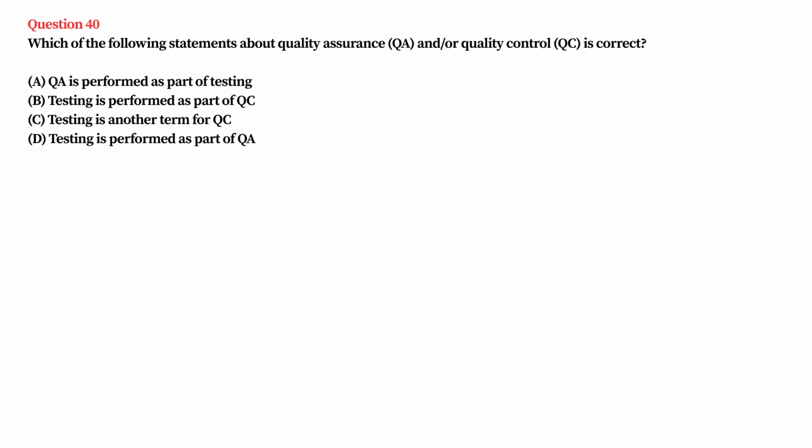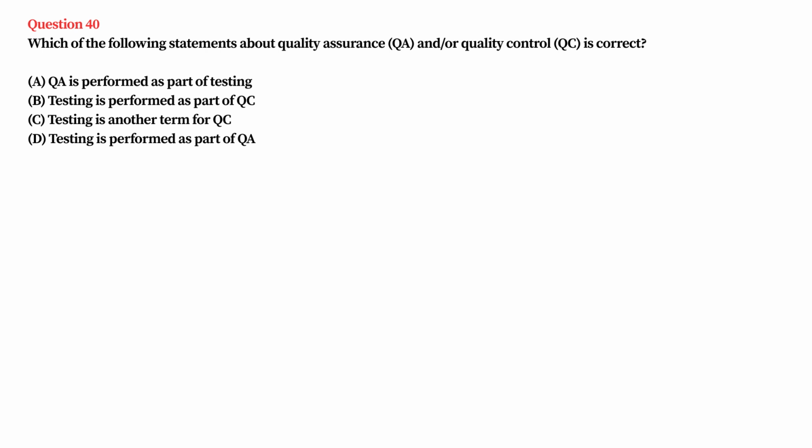Answer A is not correct. The statement QA is performed as part of testing is incorrect because QA concentrates on process improvement and implementation, using a preventive approach to avoid errors and defects, while testing is a form of QC that is used to detect defects. Answer B is correct.